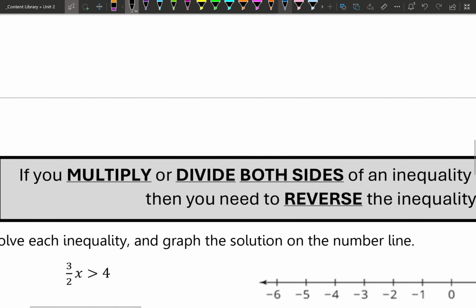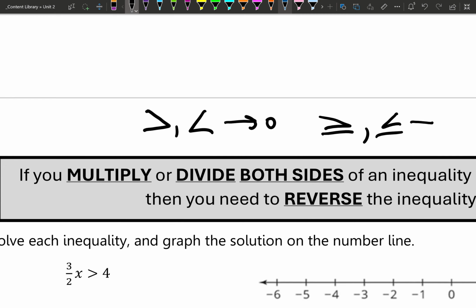All right. First, let's just review how we graph these on a number line. Remember that when we have a symbol like less than or greater than, we have an open circle. If we have a symbol like greater than or equal to or less than or equal to, it's a closed circle.